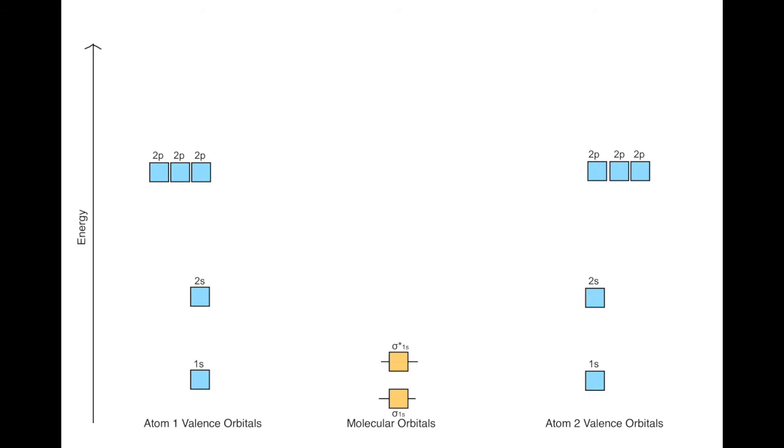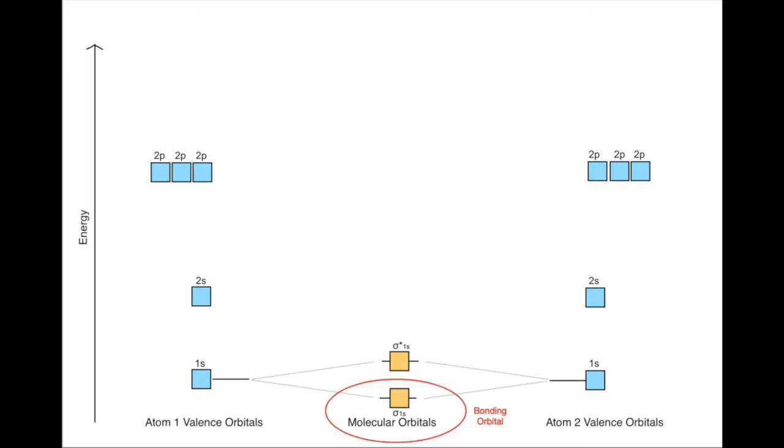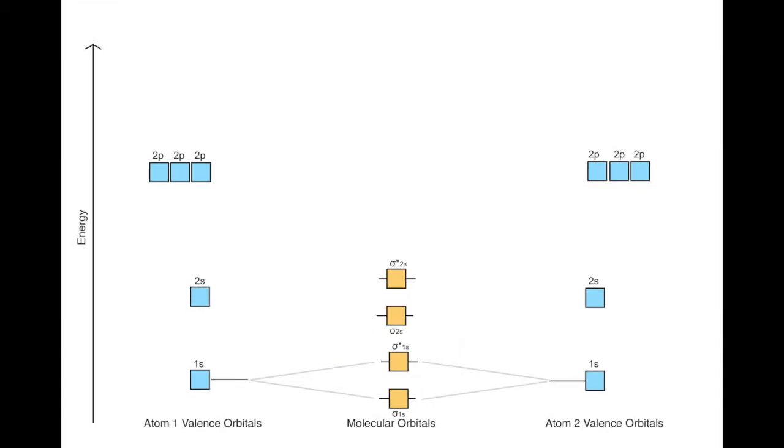Now we build the molecular bonding orbitals. For the first energy level, we have a sigma bonding and a sigma antibonding orbital. Each atom can contribute electrons to each level, starting with the lowest energy level. We add a similar bonding and antibonding molecular orbital pair for the electrons from the level 2 s orbitals.